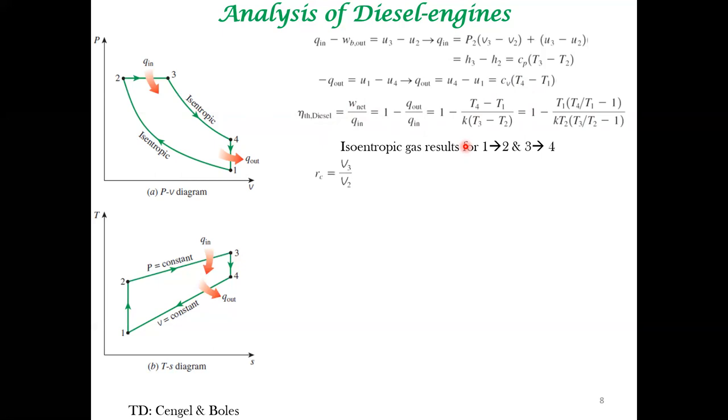Just that you introduce a new term, RC, the critical compression ratio, which is V3 divided by V2. And you can rearrange your efficiency result in this following manner. If you contrast the theoretical efficiency of a diesel engine against the theoretical efficiency of an auto engine, this is the formula you had for the auto engine. This is the efficiency formula for a diesel engine. So RC is a positive number, right? It's V3 divided by V2, so it's a number greater than one. Therefore, you would see that the efficiency of a diesel engine is always less than that of an auto engine. Auto engine is more efficient than a diesel engine.